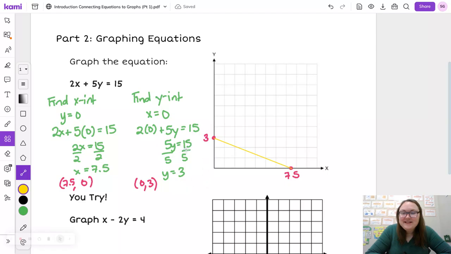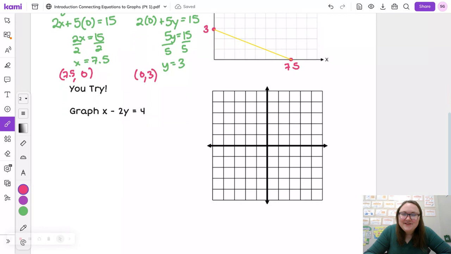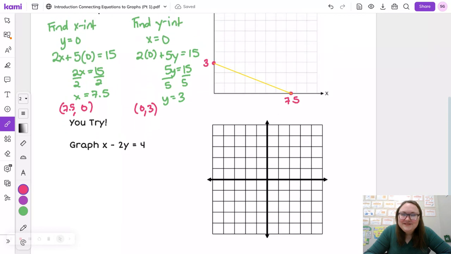You would end up with the same line, the same graph, if you were to solve this equation for y and use slope-intercept instead. There are also going to be questions we see where we need to know our x and our y-intercepts. There's going to be questions when we look at stories about what these points mean. So knowing how to do this math is going to be really important for us. There's one down here for you to try. Use the same process we used for this example. Pause the video, try, and then come back to see how you did.